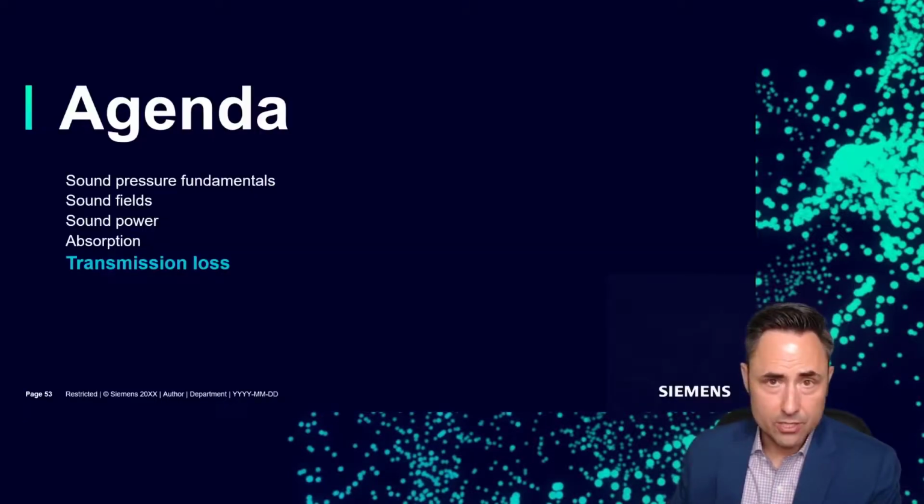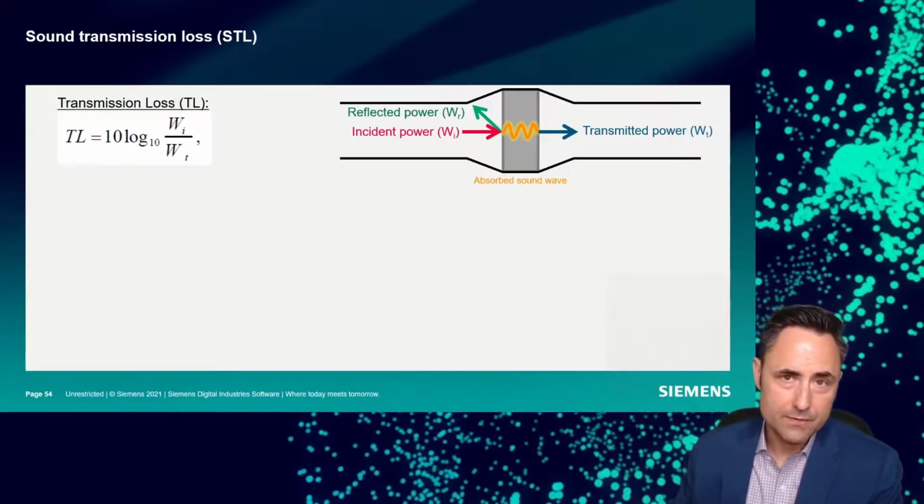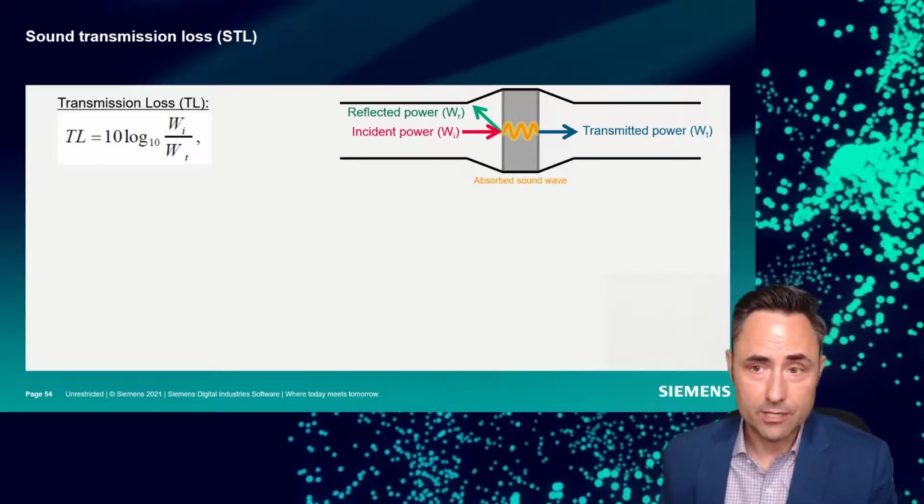Next up is transmission loss. So again, this is where we're interested in quantifying the amount of sound that gets through a barrier or through an acoustic element like a duct or a muffler.